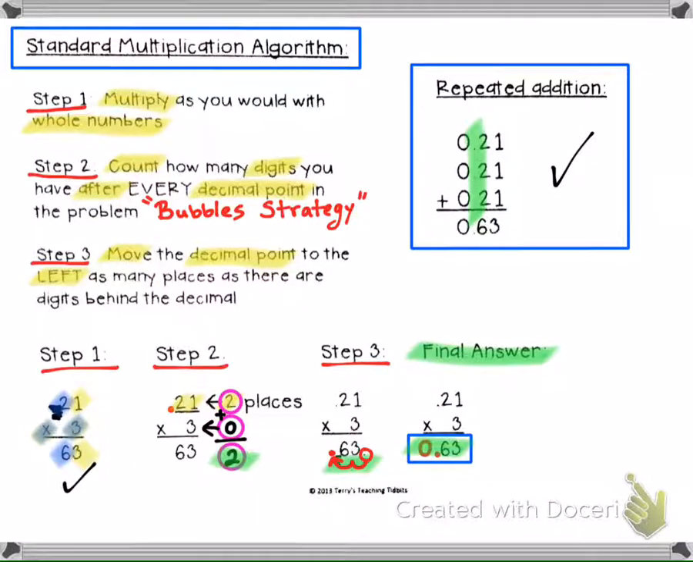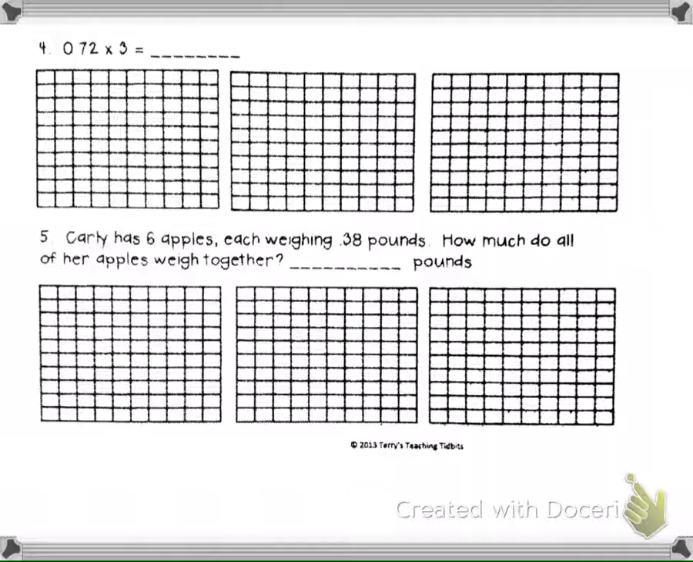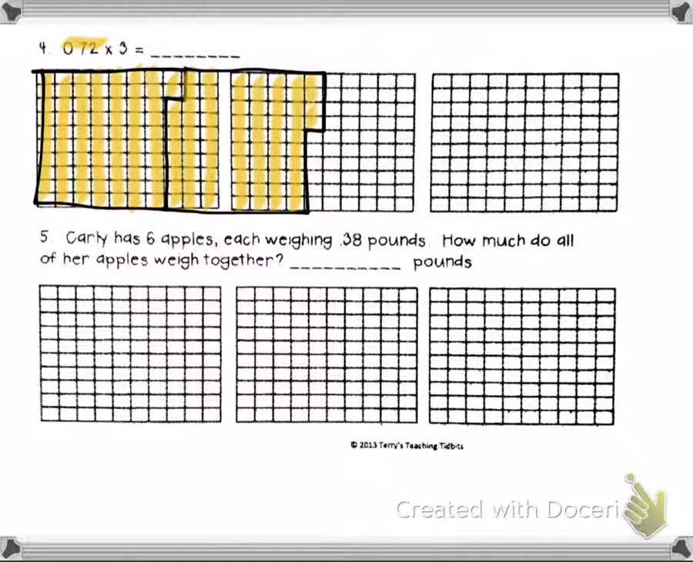Alright, so now that's where we ended up with the decimals there. Those are the notes that we already took. And now we have the number 4 and number 5. So number 4, you have the same situation where you have 72 hundredths, and you need 3 of those sections. So that's my first section. Here's my second section of 72 hundredths. And finally, here's my last section of 72 hundredths. So I have 3 sections.